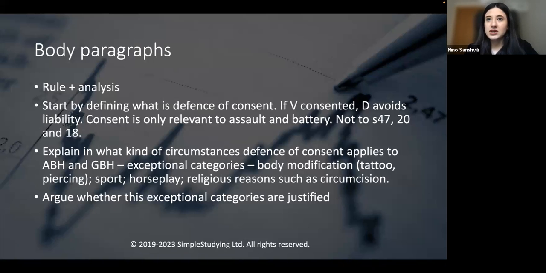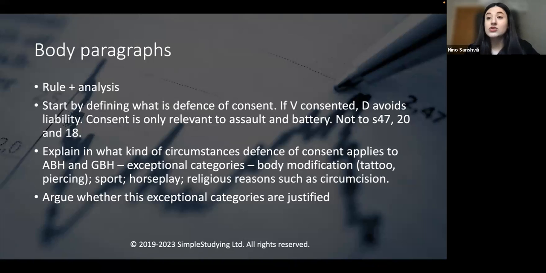So if someone gets a tattoo, the person who does the tattoo will not be convicted of Section 47 or Section 20, because it's an exceptional category and it's recognized that the defense of consent applies. Sport: we have a lot of violent sports, for example boxing, and sport is also another recognized category where defense of consent applies. Horseplay, religious reasons such as circumcision, again, a recognized category.